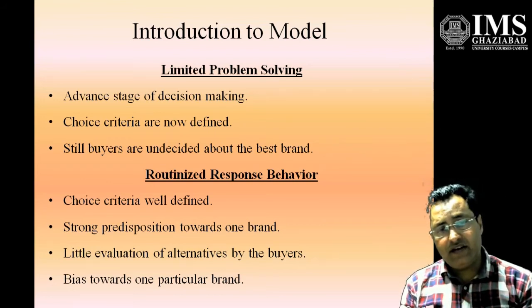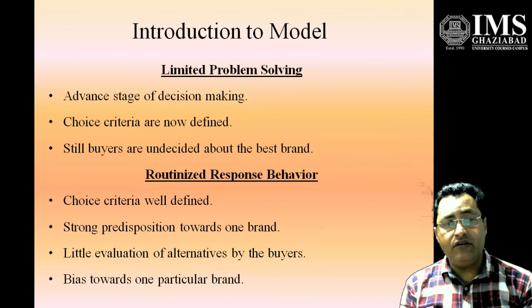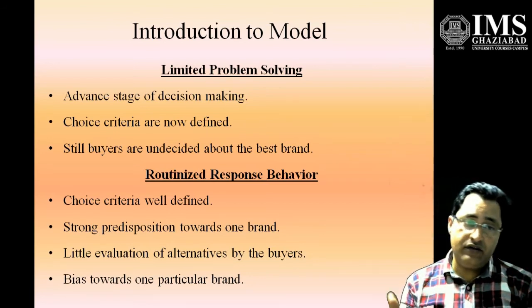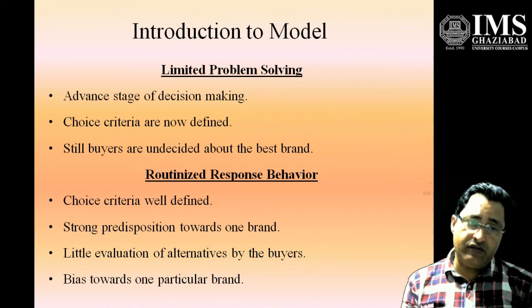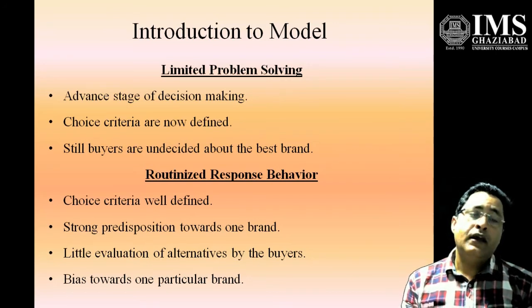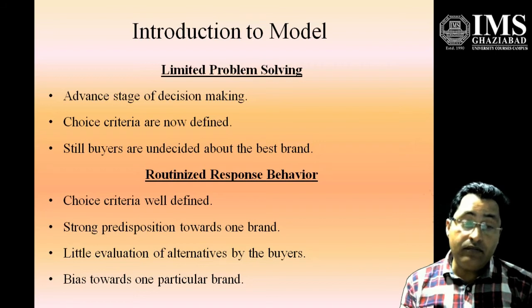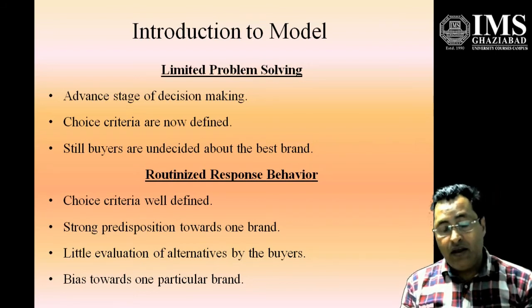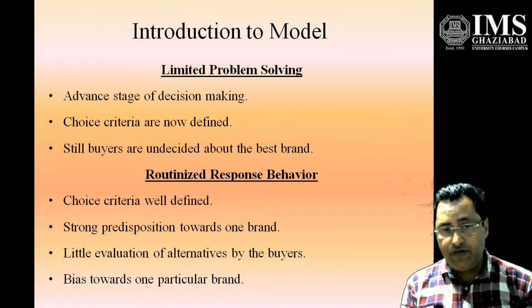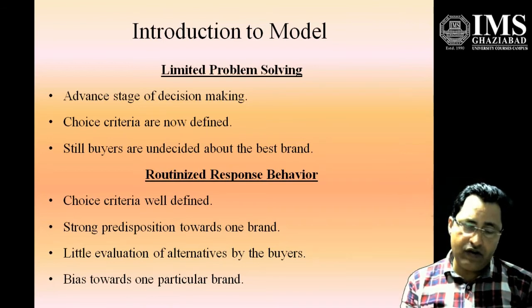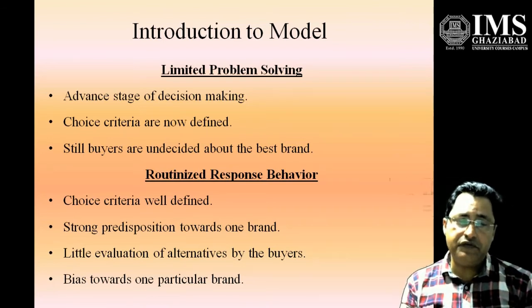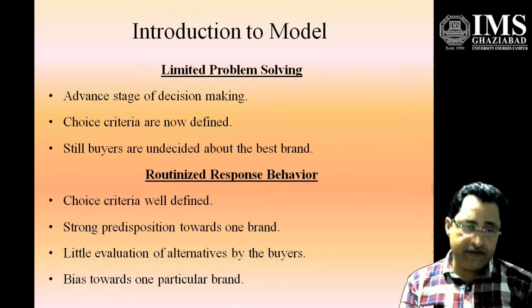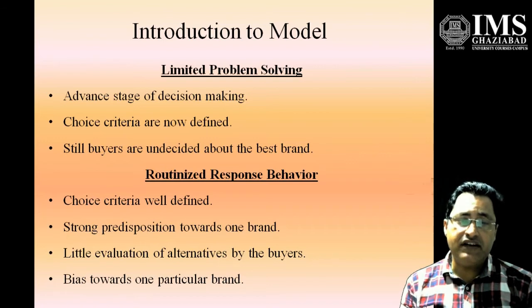And the third one is routinized response behavior. In routinized behavior, the choice criteria are well defined. Here you have a strong predisposition towards one particular brand. It means now you have finally decided to purchase a mobile phone, an iPhone for example. I will not go for others, I will only go for the iPhone, right? The iPhone 10, in fact. Now the buyer does very little evaluation of alternatives.